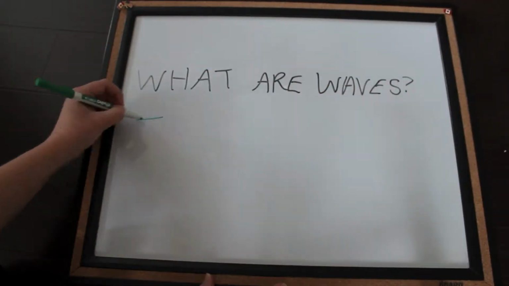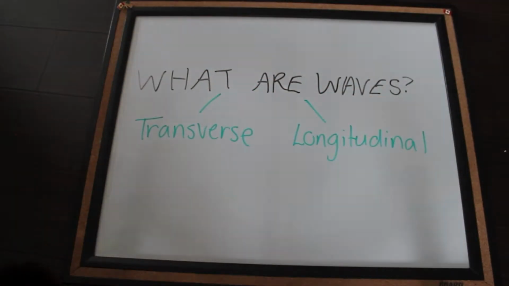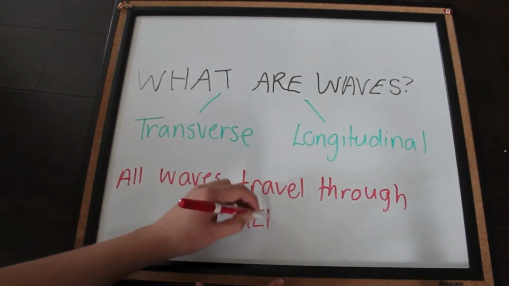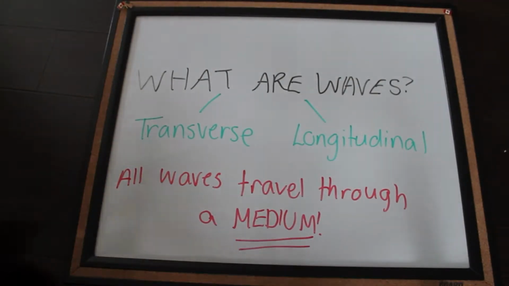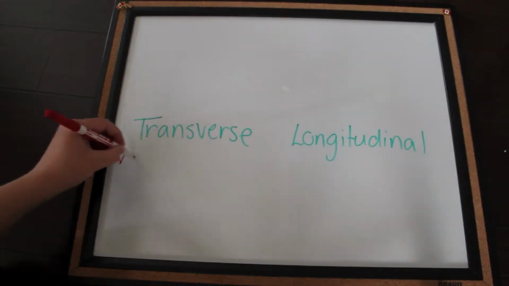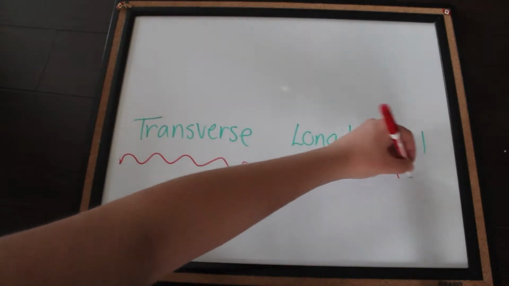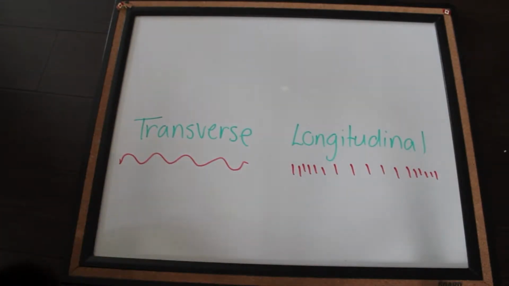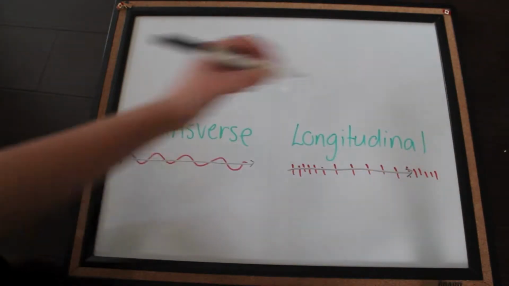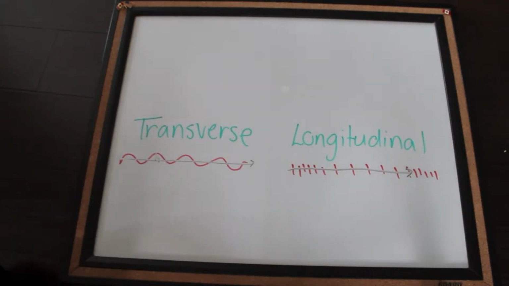So today we're going to talk about waves. What are waves? Well, there are transverse and longitudinal waves. One thing you need to know is that all waves travel through a medium. The main difference between transverse and longitudinal waves is that the disturbance is perpendicular to the direction of the wave for transverse. The disturbance is in the same direction as the wave travels for longitudinal.